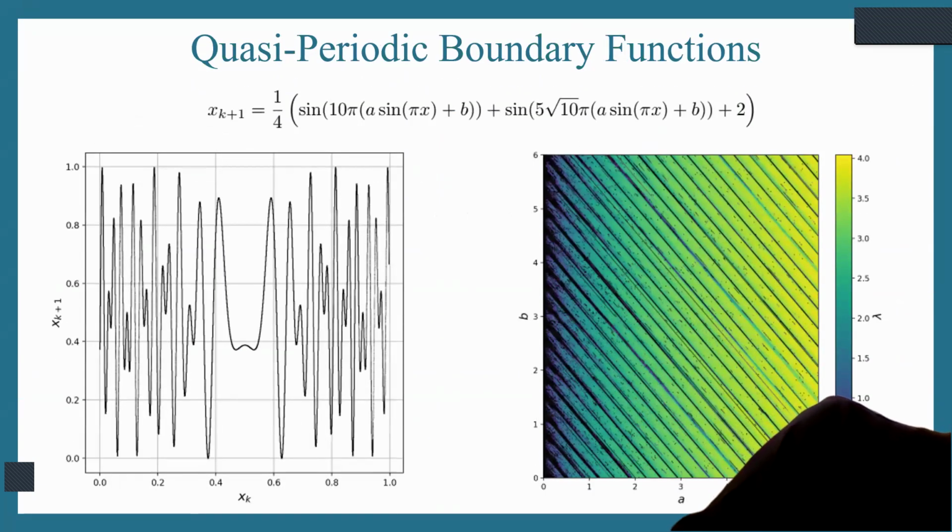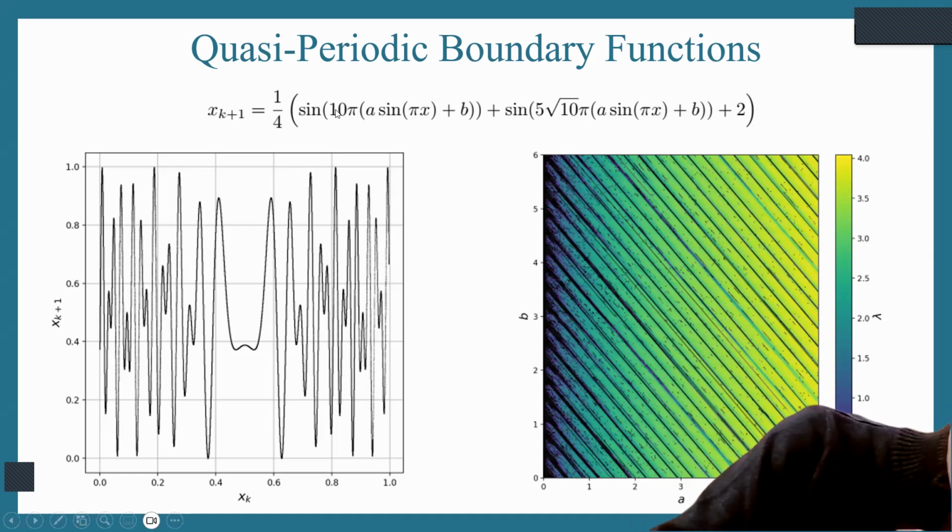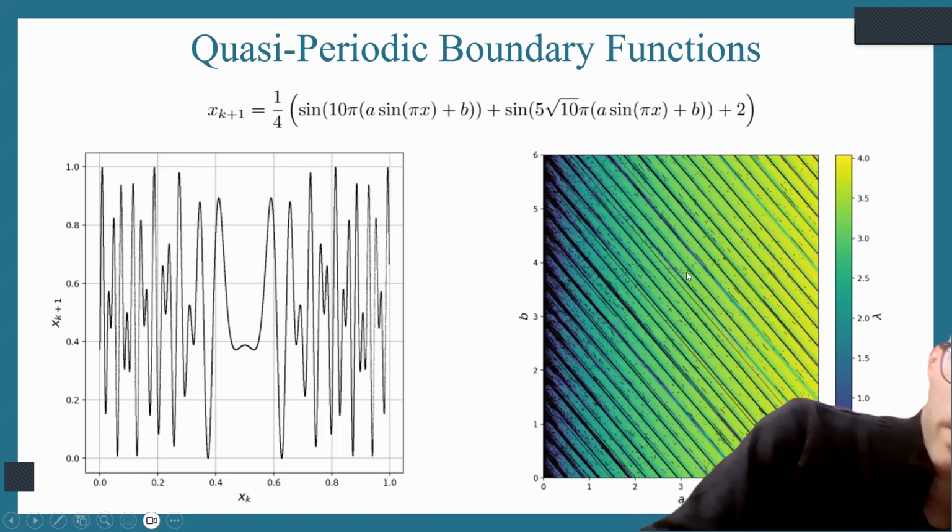Another example, we consider the quasi-periodic boundary function. The previous was inspired by the logistic map with a modulo. This one has sinusoidal terms, which of course has these scales like here 10p and 5 square root of 10 times p, which creates quasi-periodicity. The Lyapunov exponent diagram again has wide regions of chaos, but a lot of interruption in between with non-chaotic regions.